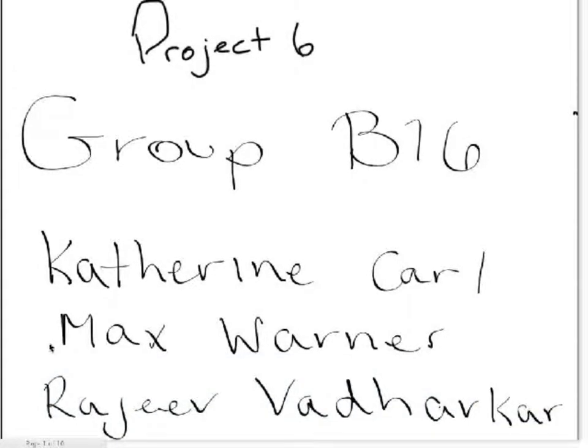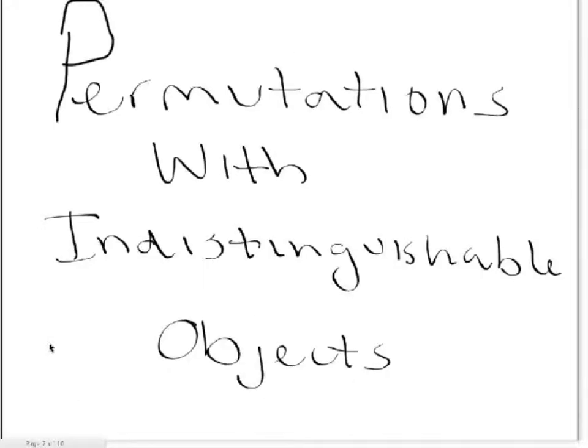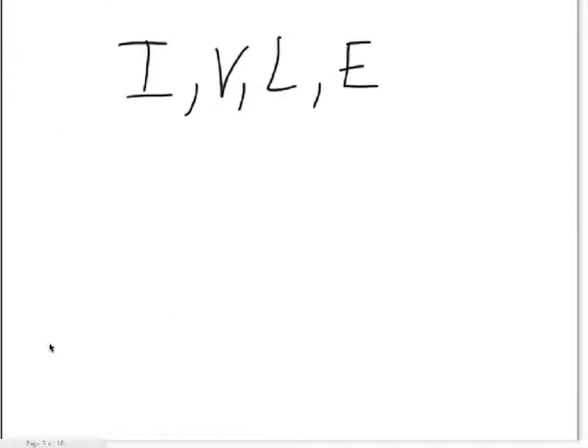So for this project, we're doing permutations with indistinguishable objects and the multinomial theorem. I'm going to start off with permutations with indistinguishable objects, and here I'm going to start with a simple permutation.